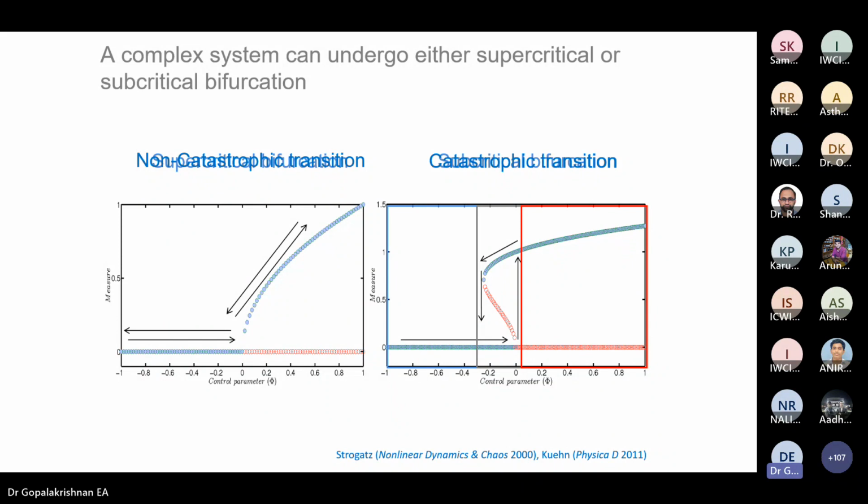And after that, what happens? Slowly, your system behavior is changing. This could even be the onset of oscillations. Many systems undergo onset of oscillations.